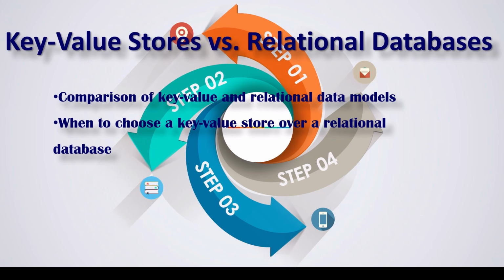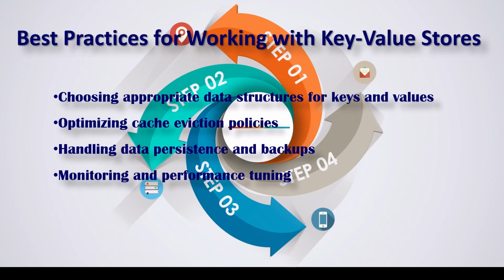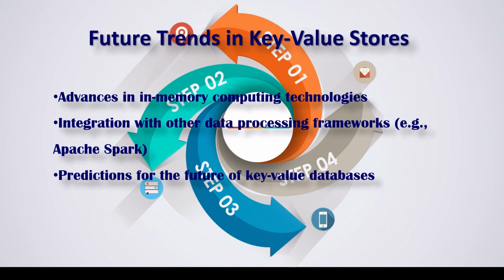Comparison of key value and relational data models. When to choose a key value store over a relational database. Best practices: choosing appropriate data structures for keys and values, optimizing cache eviction policies, handling data persistence and backups, monitoring and performance tuning. Future trends: advances in in-memory computing technologies, integration with other data processing frameworks, e.g., Apache Spark, and predictions for the future of key-value databases.